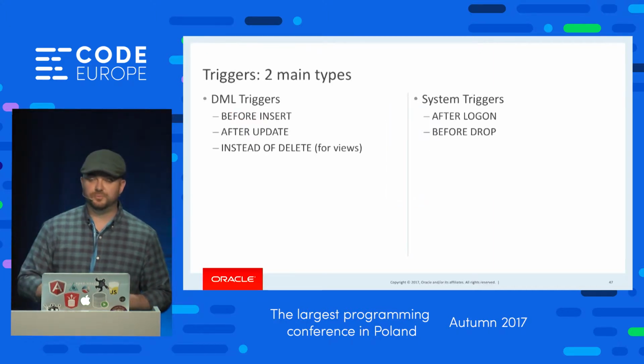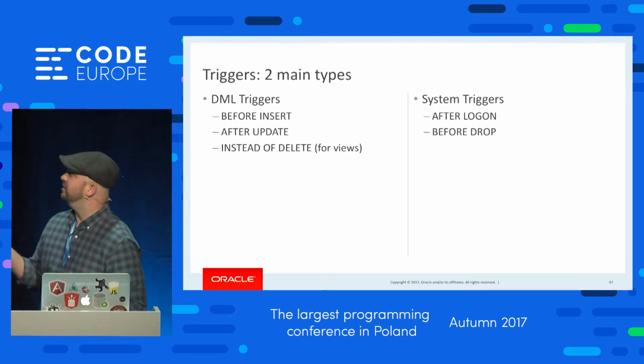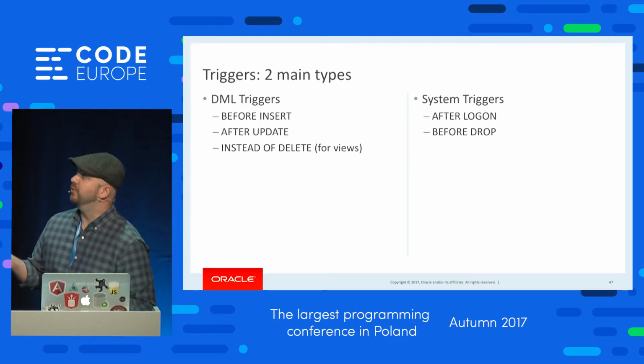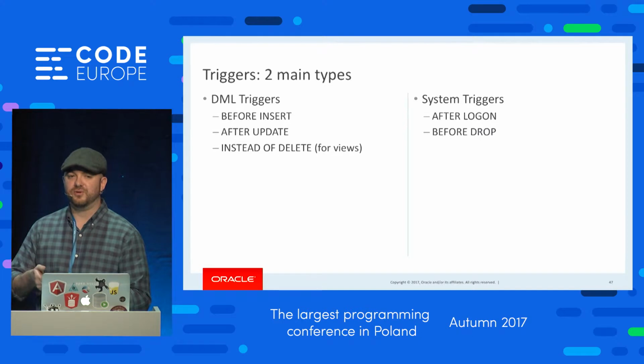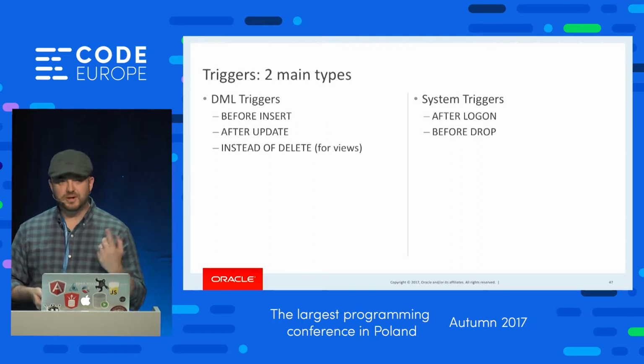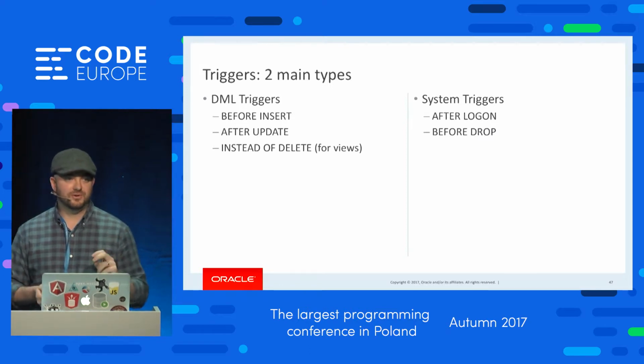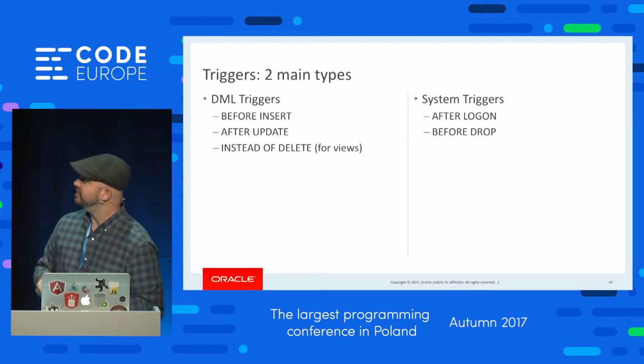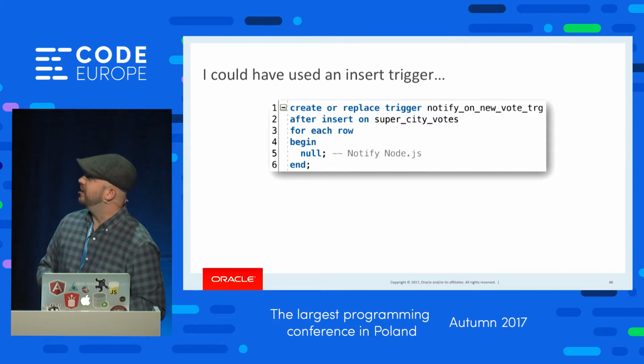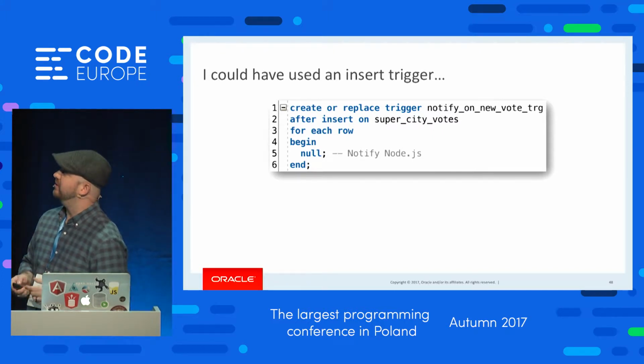Oracle has two main types of triggers, both DML and system triggers. So when DML occurs, it's like insert, update, delete, something like that. Okay, cool, that's what's happening here, right? We're inserting a new vote into the votes table. So that could work. And the way a trigger like that might look is something like this.